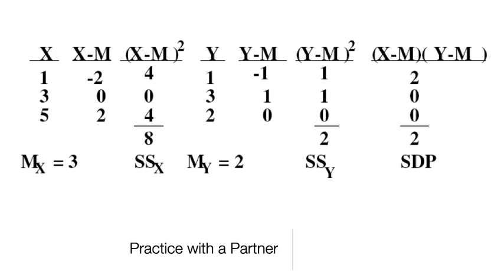We'll square each one of those values. I'm just going across columns left to right. Negative 2 squared is 4, 0 squared is 0, 2 squared is 4. We'll add those together and we'll get an 8.